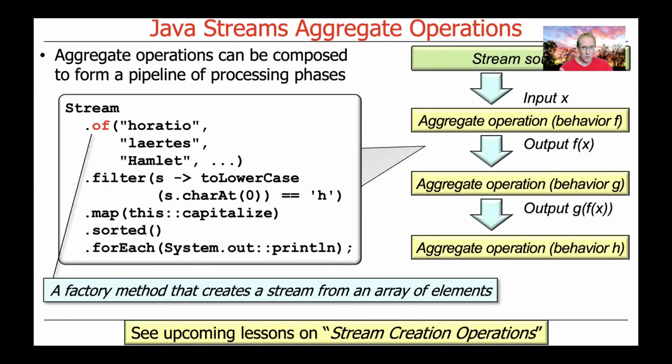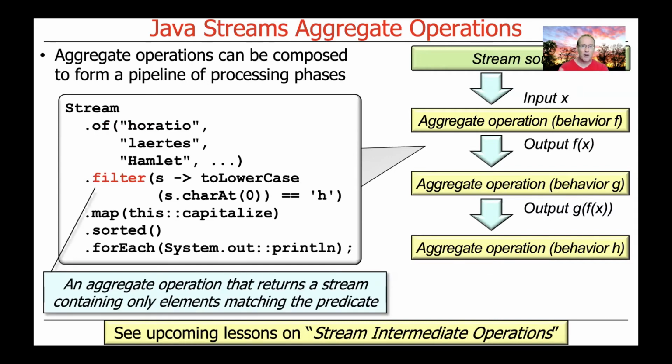We start off our processing by having the of method. As we saw before, of takes an array and creates a stream. We'll talk more about that in some upcoming discussions. Then the output of of is connected to the input of filter. And so this is that fluent interface. We're just chaining these things together by using the dot syntax, just making the method call.